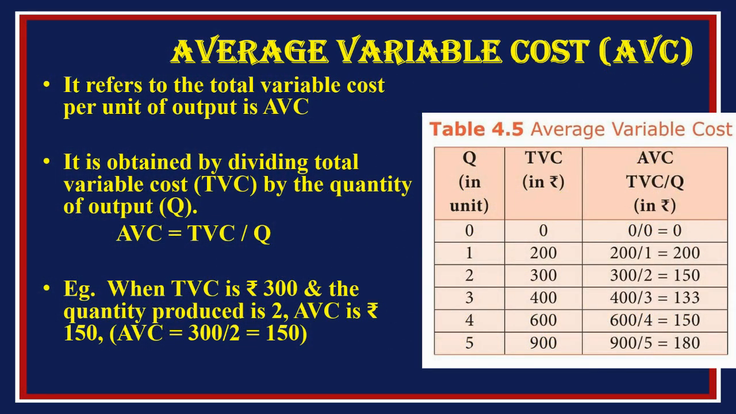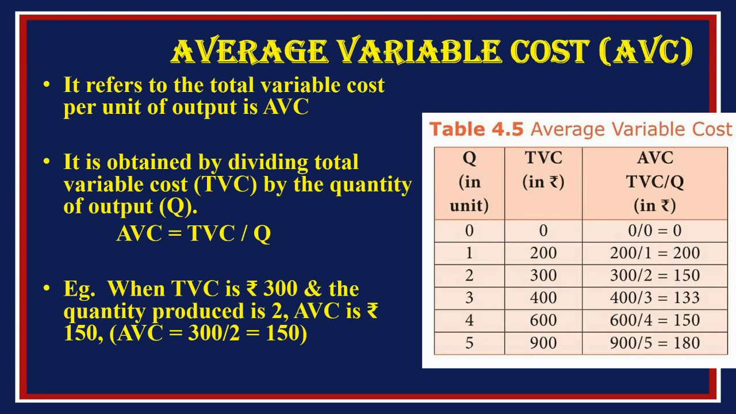The second type of cost is average variable cost. It refers to the total variable cost per unit of output, that is AVC. Since it is variable cost, it is per unit of output, AVC, average variable cost. It is obtained by dividing the total variable cost, that is TVC, by Q.